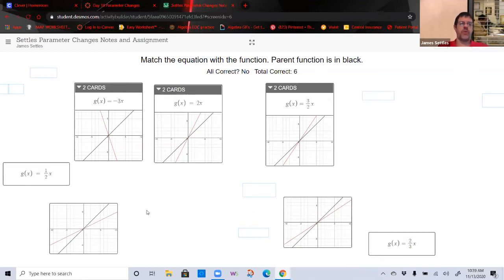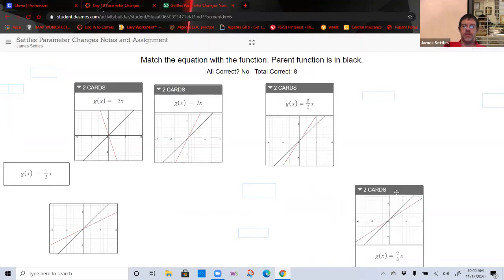So I'm just going to start with 1/2. And Shavers mentioned something that the closer it is to 1, is that how you said it? Yeah. The closer the fraction is to 1, the closer it will be to the parent function. And so, if you know the fractions 1/2 and 2/3, 2/3 is actually closer to 1. So I need the line that's closest to the parent graph. That would be this one.